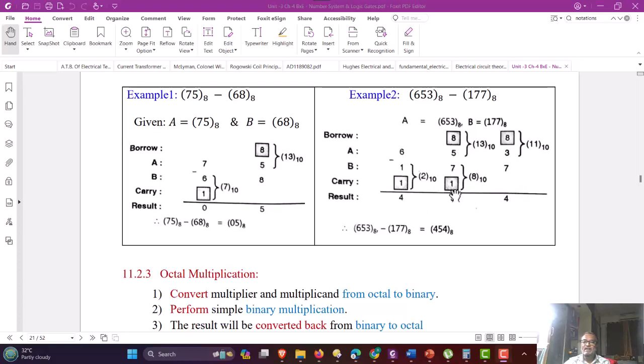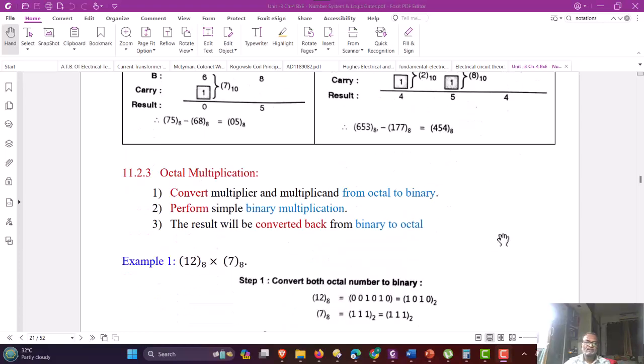5 minus 8. Again, subtraction will not be possible. So we will take a borrow from the next column. So 8 plus 5, 13. 13 minus 8, that will be 5. The borrow is noted here. 6 minus 1 minus the borrow, that is 6 minus 2, is equal to 4. And therefore 653 minus 177 is equal to 454 in octal.